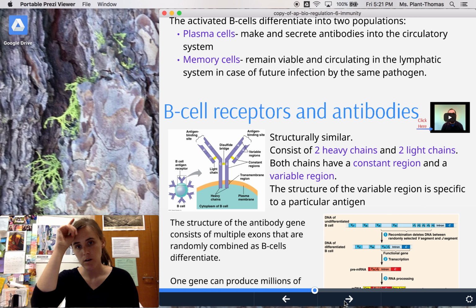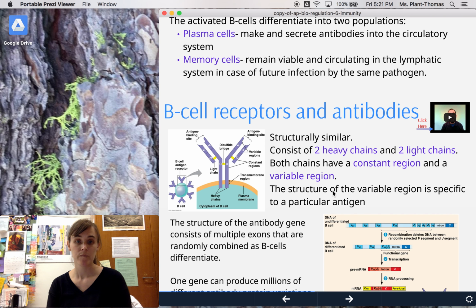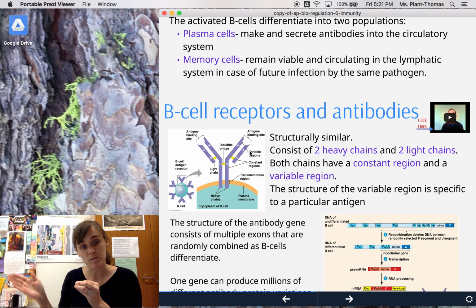Okay, so antibodies. How do they work? You don't need to know about this heavy chain, light chain, constant. You don't need to know about any of that stuff. But what you do need to know is that an antibody is specific to a specific antigen. So if we look here, there's this antigen binding site, and that's going to fit like a puzzle piece. This is not just, oh, whatever antibody I have can work for whatever problem I have. The antibody is binding with a very specific pathogen.